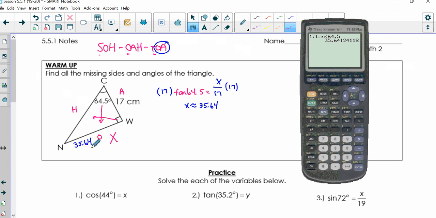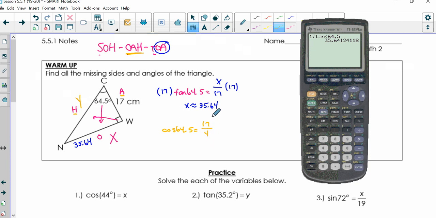Right? Just in case this answer is wrong, I'm not going to use it to find my hypotenuse. Okay, I'm going to use my adjacent side and my hypotenuse. And based off of adjacent and hypotenuse, that would be cosine. So I'm going to say cosine of 64.5 equals my adjacent side over my hypotenuse, which we can call y.